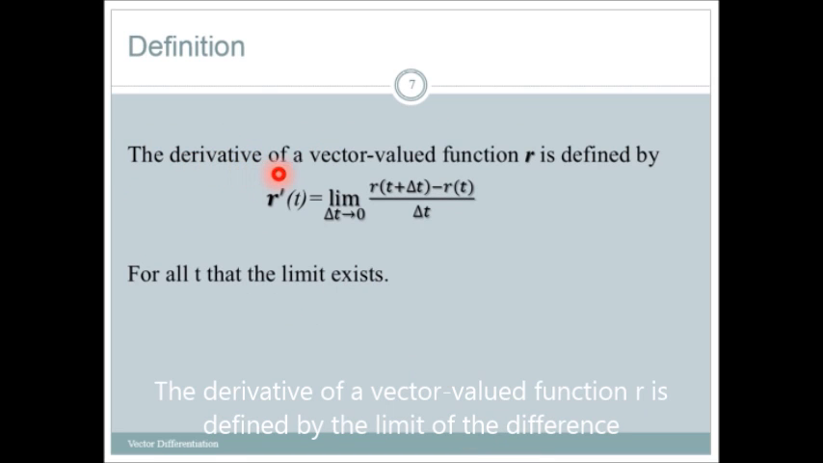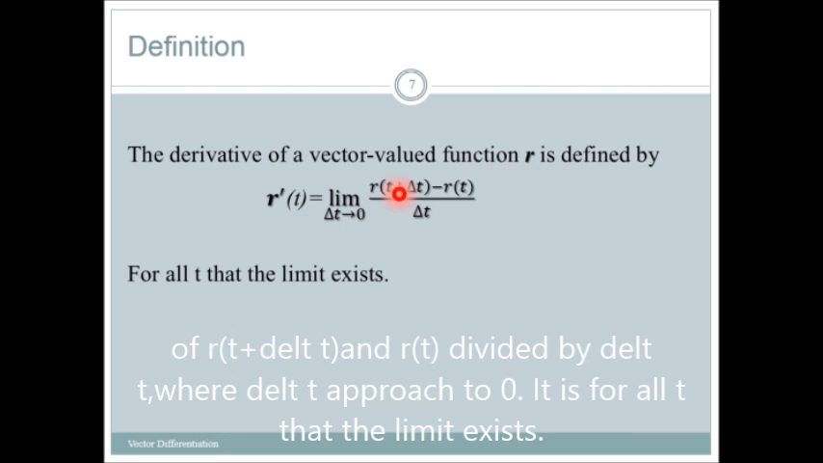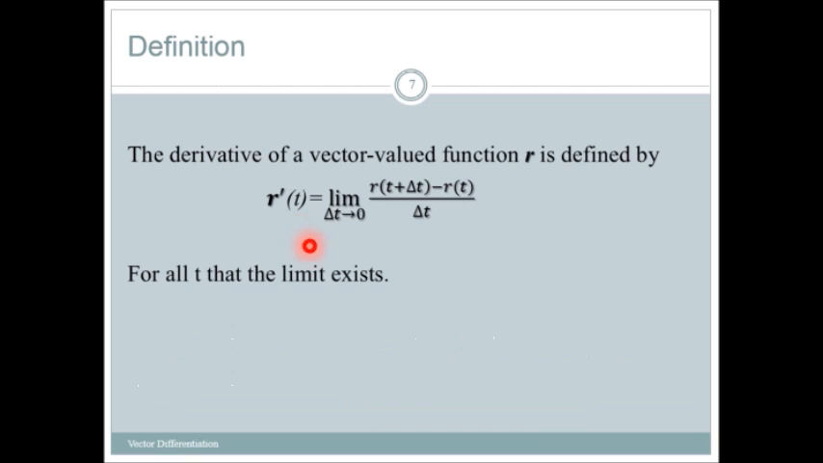The derivative of a vector-valued function r is defined by the limit of the difference of r(t plus delta t) and r(t), divided by delta t, where delta t approaches 0. It's defined for all t for which the limit exists.